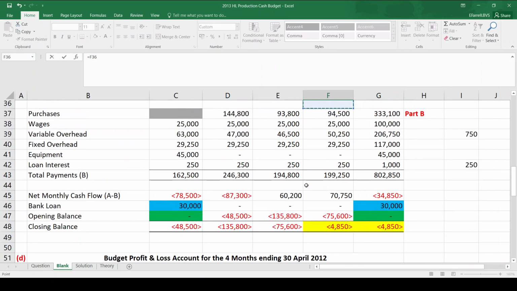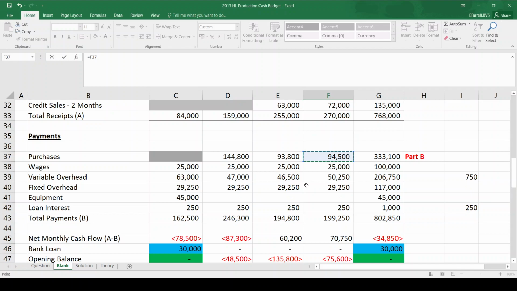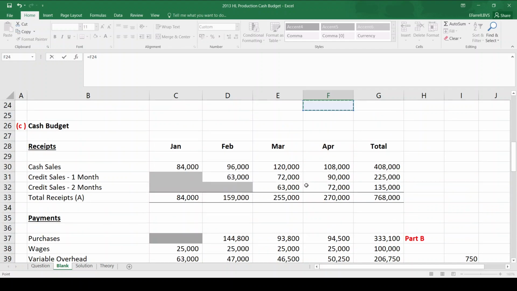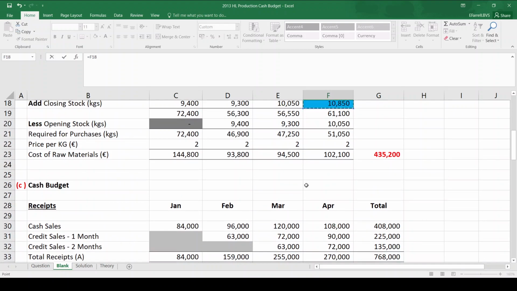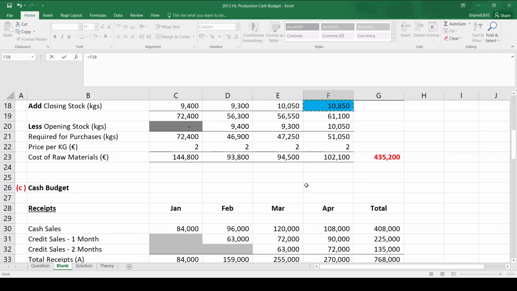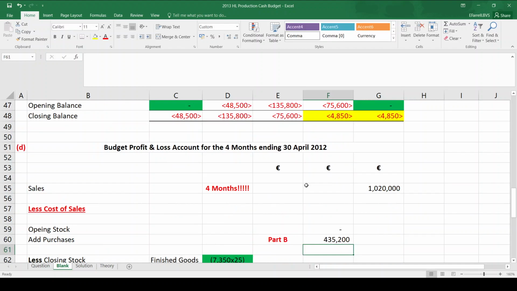I'm not going to take this purchases figure from the payments. Why? Because that's what we physically paid, not what we actually purchased, because we got 1 month's credit. So what goes into the income and expenditure account or P&L account is what you actually sold or what you actually purchased, and the purchases for the 4 months is going to be 435,200.